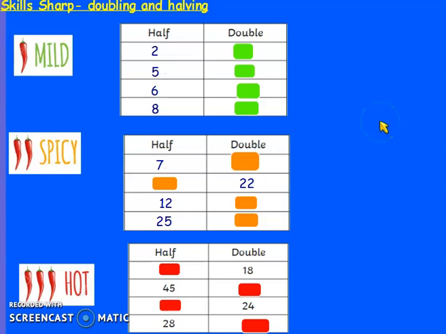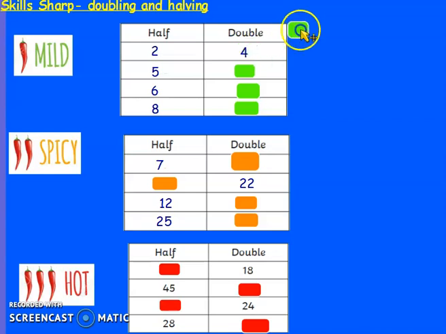Welcome back, Year 4. Did you draw the table in your book and fill out the halves and doubles? Let's see if we can mark them together. With your pencil, remember to put a tick or a dot to show whether you got the answer correct. You can shout your answers out as I say them.